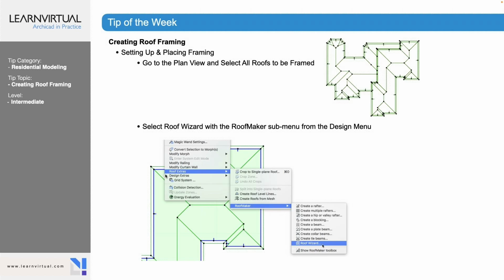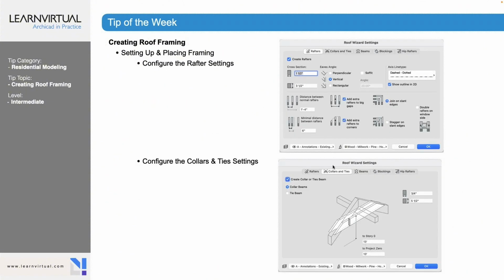And you can go to Design menu, go down to Roof Extras, down to Roof Maker, and down to Roof Wizard. Once you do that, and you've selected the roofs that you want to add roof framing to, you can begin to configure your roof settings. So you're going to go into your Roof Wizard settings here, select rafters, and then you can go in and set the cross section and the height of those rafters, how the angle is going to appear, how you want the line type to look, the distance by default for minimal rafters between them, adding extra rafters to the gaps, etc. So you can go and define these settings.